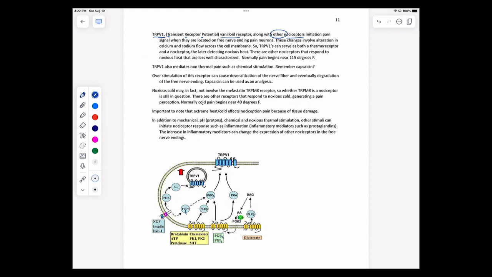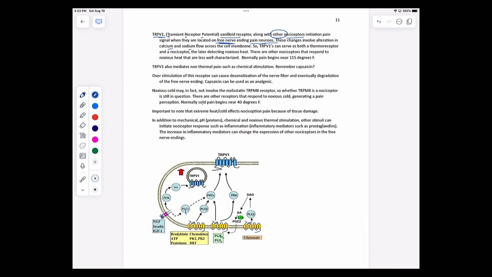The TRPV1, along with many other nociceptors, are going to be involved in initiating the pain signal, depending upon the stimulus of the pain. These receptors are located on free nerve ending pain neurons. These changes involve alterations in the flow of calcium and sodium, so that when the TRPV1 and some of these other nociceptors interact with whatever is stimulating them, they'll open up, and calcium and sodium will flow in. That causes changes in the sensory neuron, altering action potential frequencies, and then you progress through the pain pathway to your cortical areas.